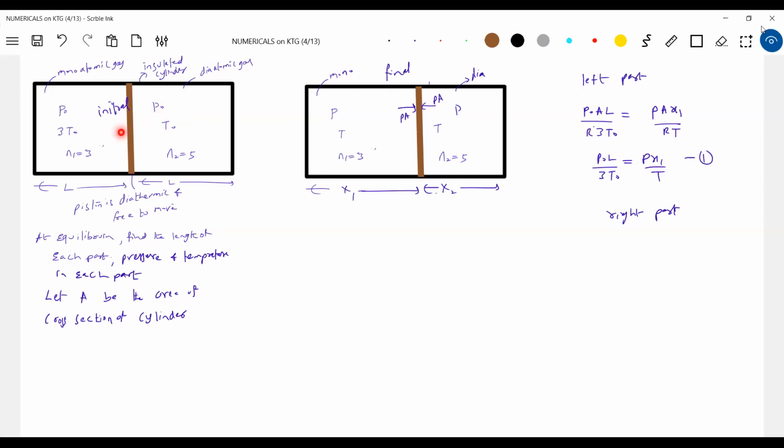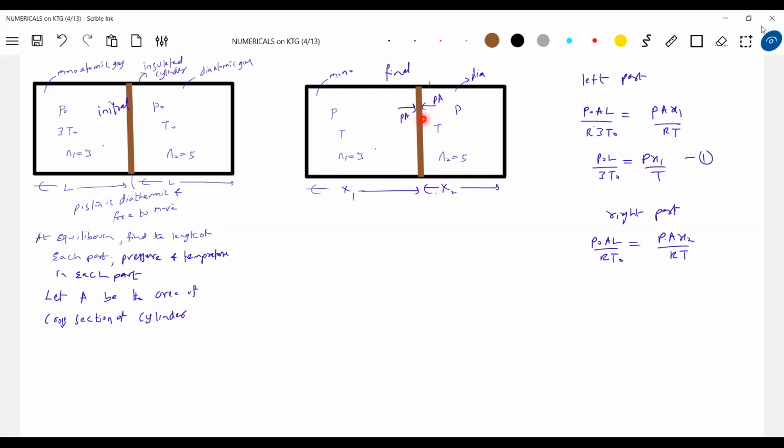So what we can say is that the piston will undergo displacement. We don't know altogether the length of each part. Let it be x1, x2. If you solve and you get equal, okay, no problem, but you should assume them to be different. The number of moles in the right part should remain same. So based on that, in the right part, P naught AL by RT naught should be equal to PA x2 by RT.